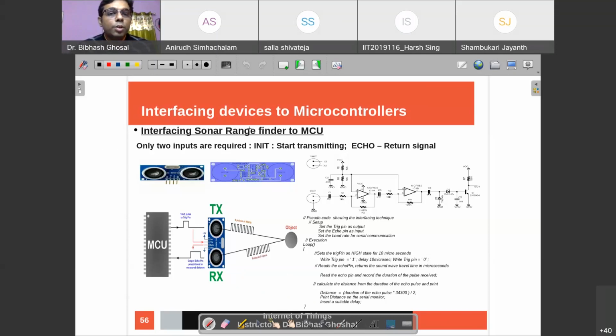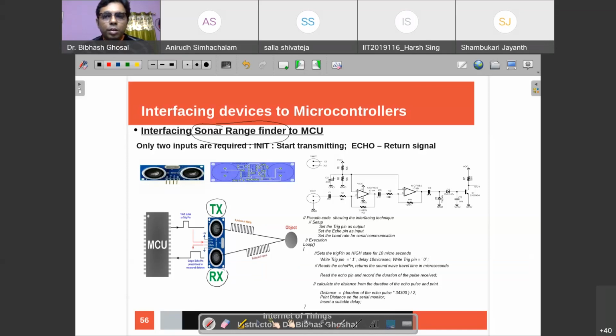So let's assume that we are using a sensor called a sonar range finder. What is this? It's a sensor that is able to detect an obstacle. What is the physical principle behind that? This is a sonar range finder where you have a transmitter and you have a receiver.